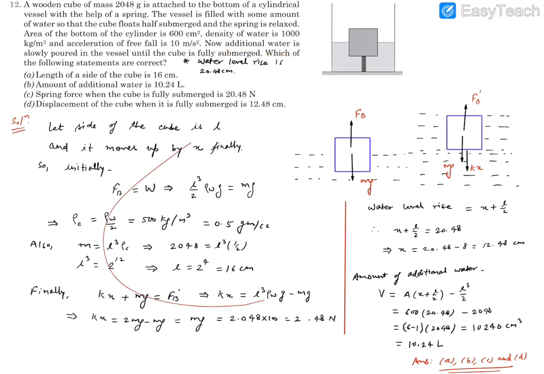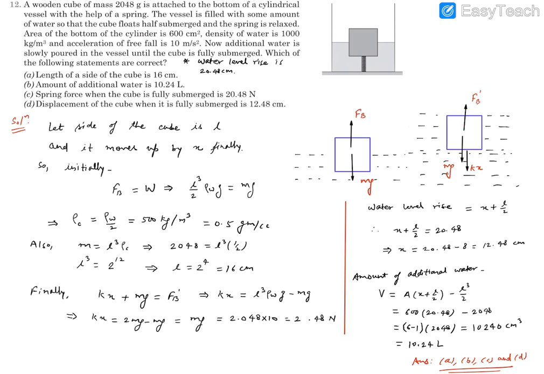So here's the solution. We are assuming that the side of the cube is L, and we are also assuming that the cube moves up by distance x in totality. Let's say this is the initial figure. Initially it was half submerged, and the FBD shows buoyancy is balancing the weight. Later on, this is the situation, that means it is completely submerged.